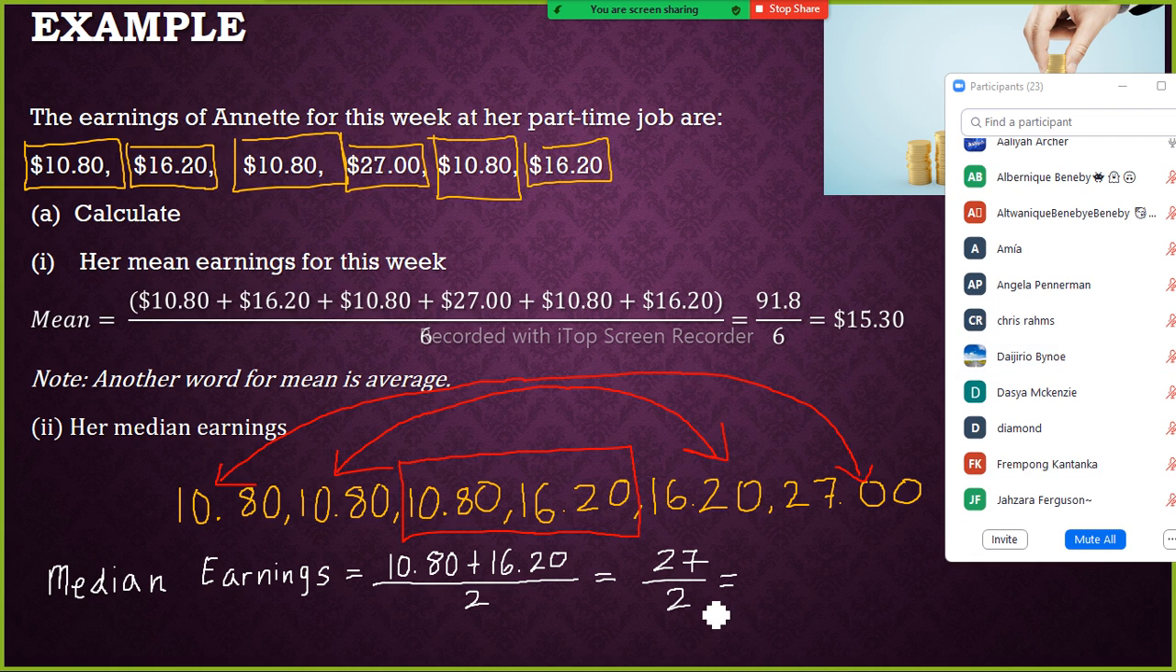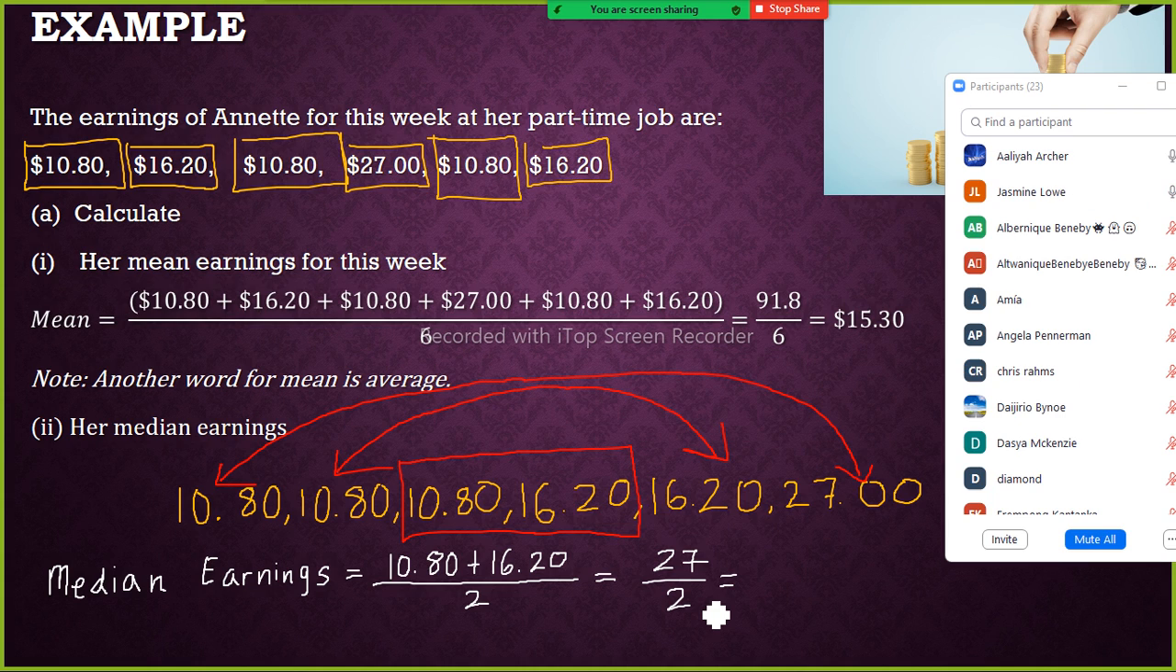What is 2700 divided by 2? 1350. 1350. Very good. So the median earnings is 1350. Anybody have any questions regarding how we got the median?